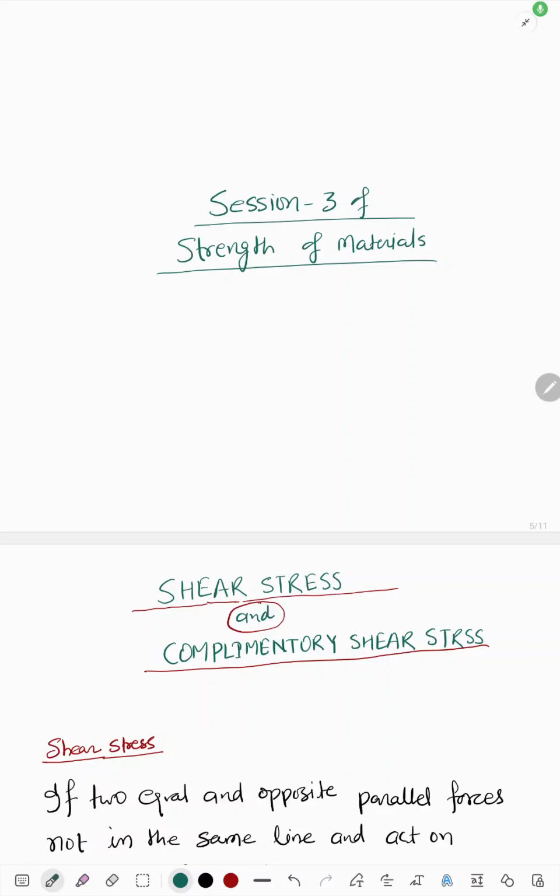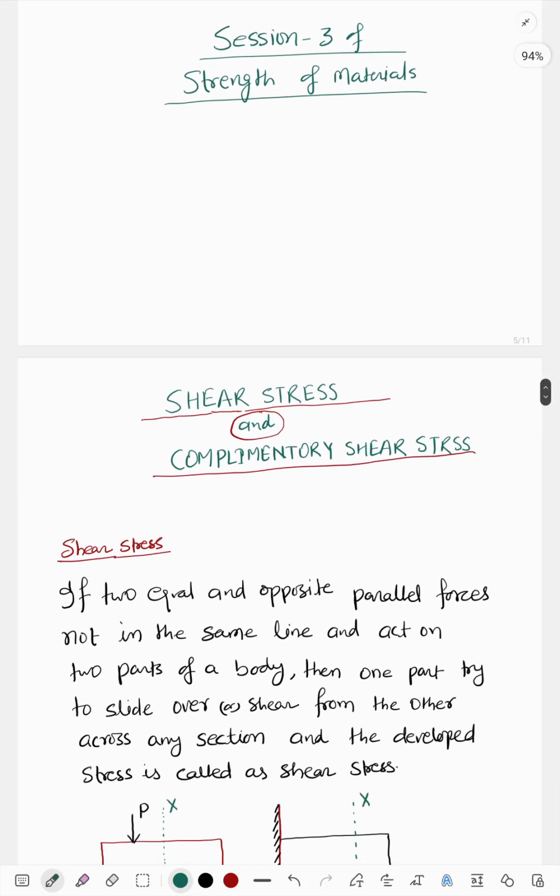And welcome. This is session 3 of strength of material. Here we are going to study shear stress and complementary shear stress. So what is shear stress?